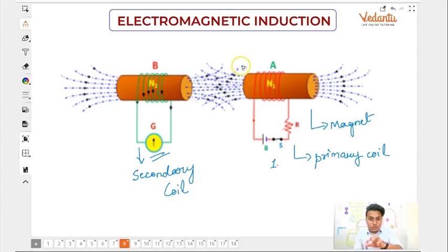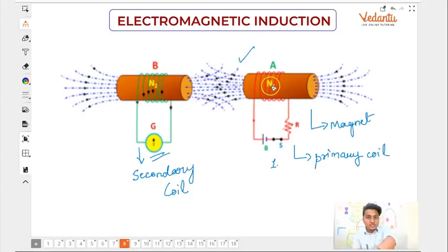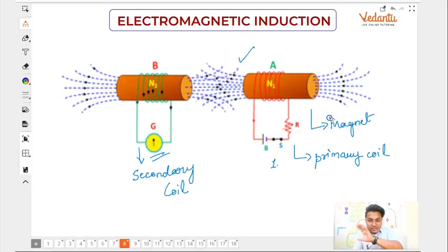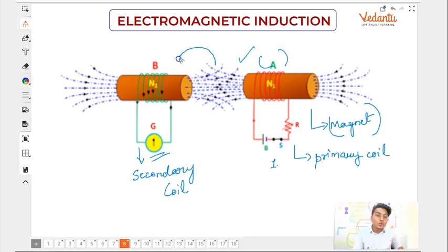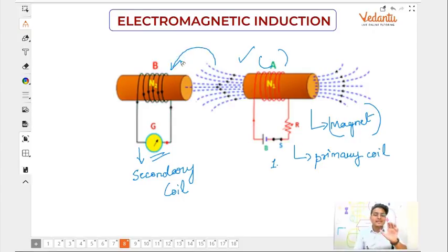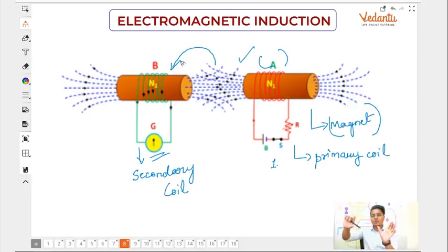Due to the flow of electric current, the magnetic field in the primary coil was generated, and hence it was acting like a magnet. And this magnetic field here produced by the coil A or primary coil induced a current in the second coil, same to same as how magnet would have done it. Got my point? I'm going to repeat this again, guys.